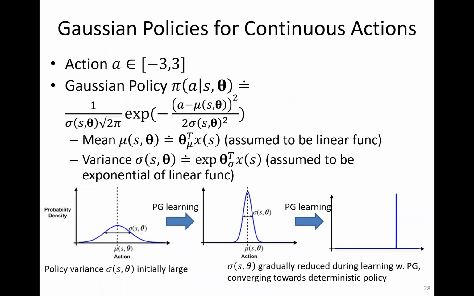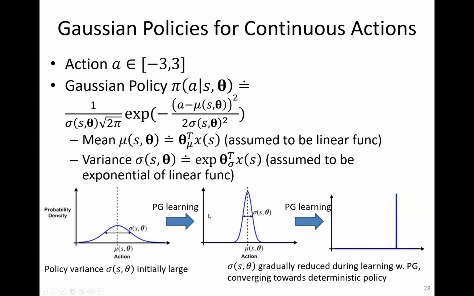So if you have a Gaussian policy for the pendulum swing up example, say you have a continuous range of actions, angular acceleration, from -3 to 3. Then you may have a Gaussian policy with the mean defined as a linear function and variance defined as the exponential of a linear function.